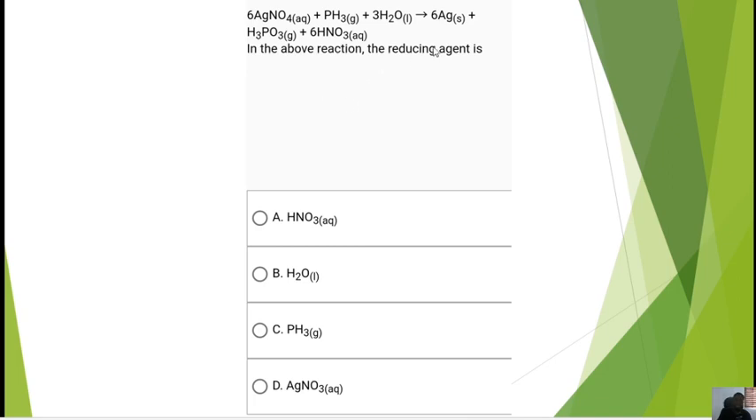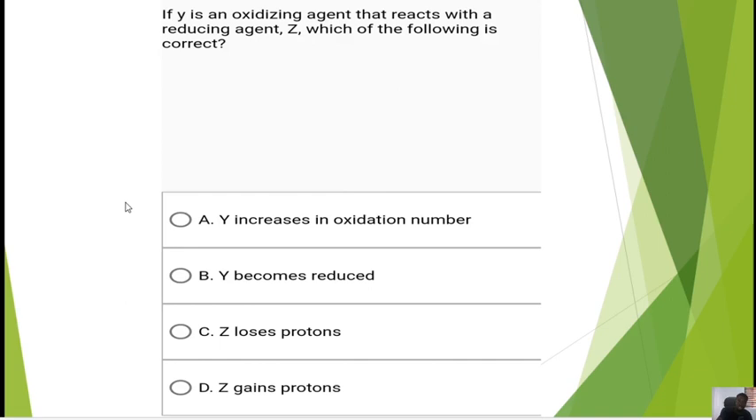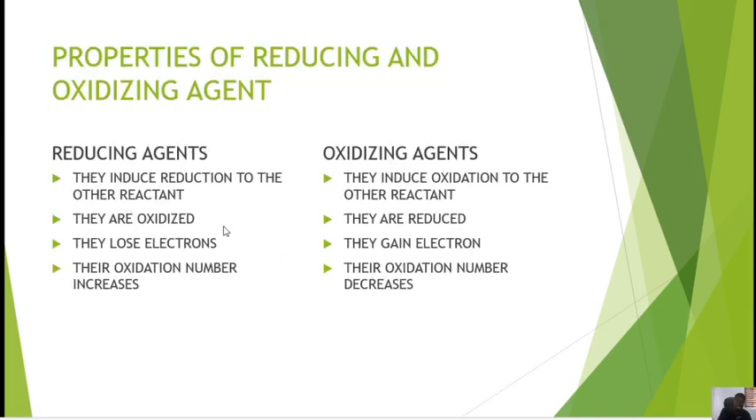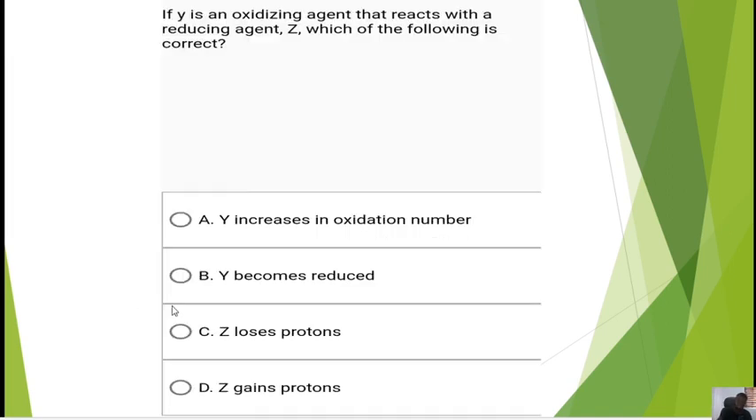So they said, in the above reaction, what is the reducing agent? As we said, the reducing agent is characterized by the following properties. Number 1, they induce reduction. Number 2, they are oxidized. Number 3, they lose electrons. And number 4, their oxidation number increases.